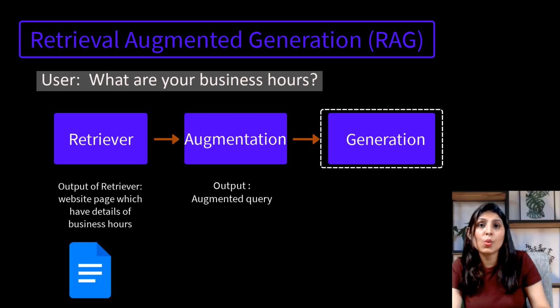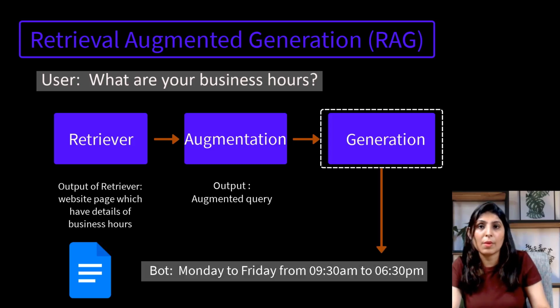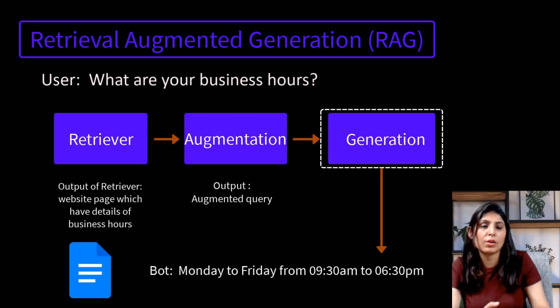And then the third component is generation. Here the augmented query is passed to the generative model, and the model uses both the original query and the retrieved information to generate an accurate response. As per our example, the augmented query is fed into the generative model, which uses the specific information about your business hours to generate a precise response. And then finally, the chatbot will reply to the user with the exact business hours based on the latest information from our website. So this is how we can use RAG to work with our personal data or task-specific data.